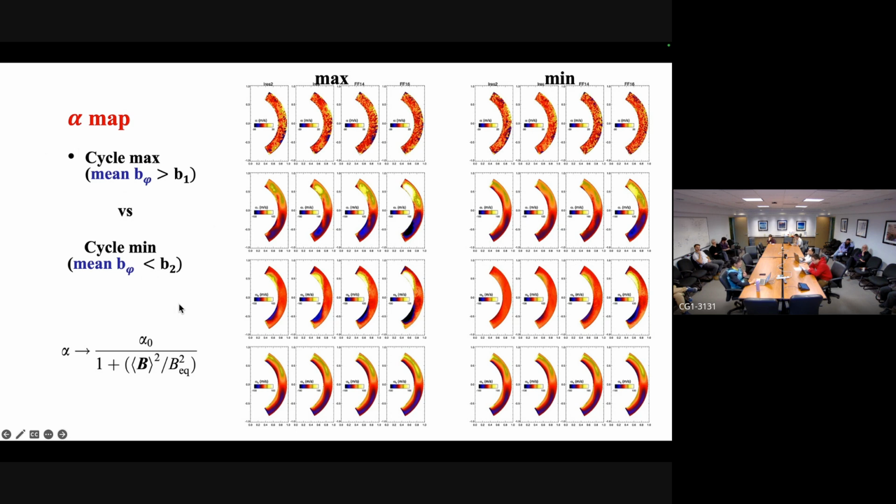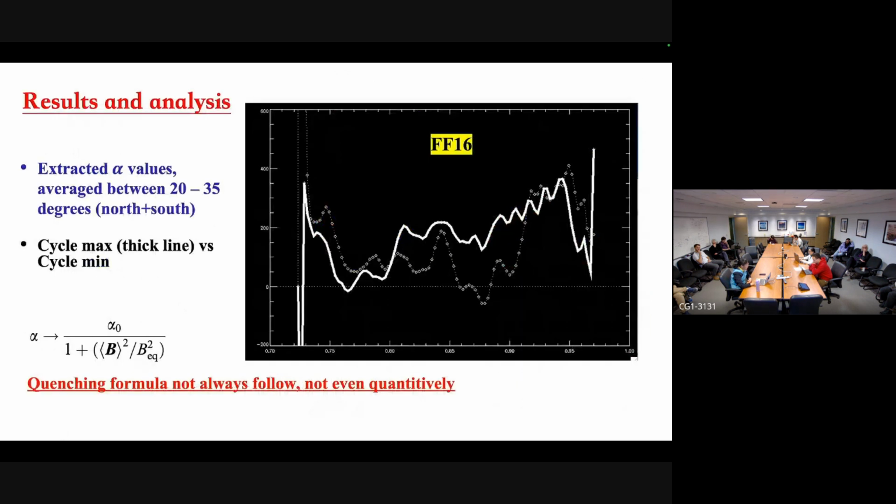So basically, when I do this, I want to check this formula. This is quite a frankly used formula for alpha quenching. Basically, they assume that during the maximum, where the mean B is larger, the alpha should be smaller, right? By this formula. This is what people usually use for quenching of alpha. But if you look at this, this is for the 16 case.